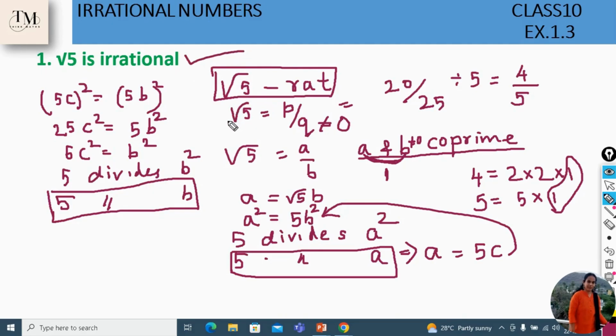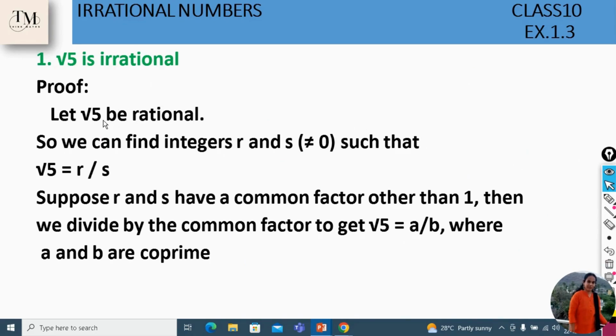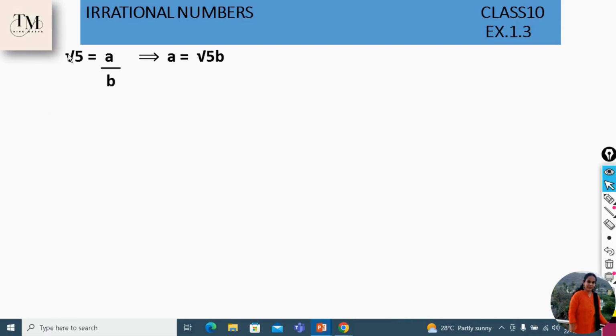Okay, children, can you understand? Okay, let me write the problem. Let root 5 be rational. So we can find integers r and s such that root 5 is equal to r by s. They may have a common factor. If we divide by the common factor, we get root 5 is equal to a by b, where a and b are co-prime.